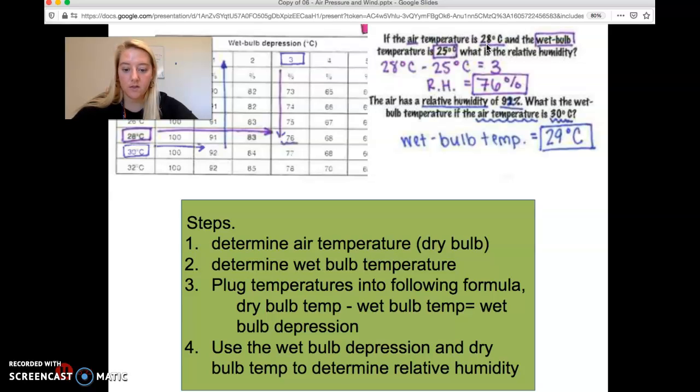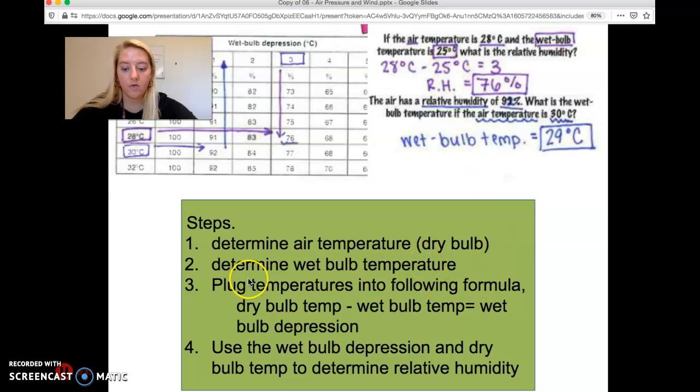Step 2 now is to determine the wet bulb temperature. And that's again just by swinging my psychrometer around, I will be able to find both dry and wet bulb temperature. My dry bulb temperature is 28 degrees Celsius. My wet bulb temperature here was 25 degrees Celsius.